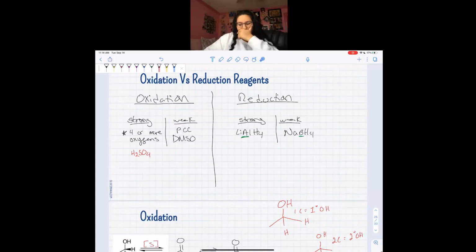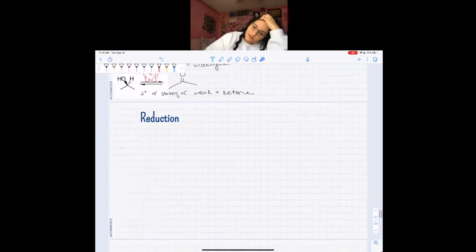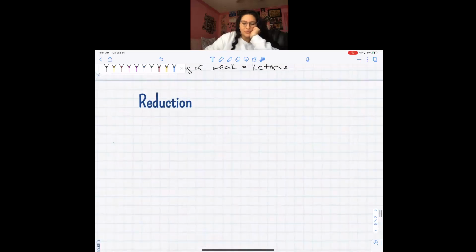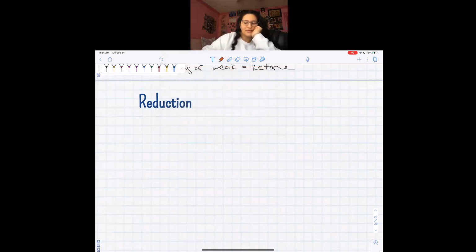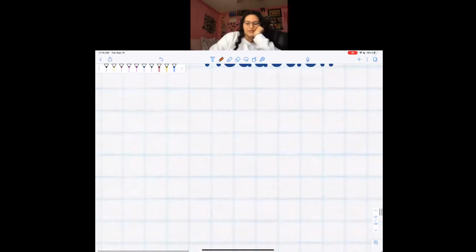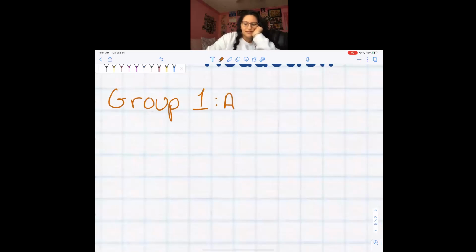Okay, so moving on to reduction. Reduction is like the exact opposite of oxidation, but it's a little bit less straightforward. I like to group reduction into two pieces. So we have group one. Group one consists of aldehydes and ketones.